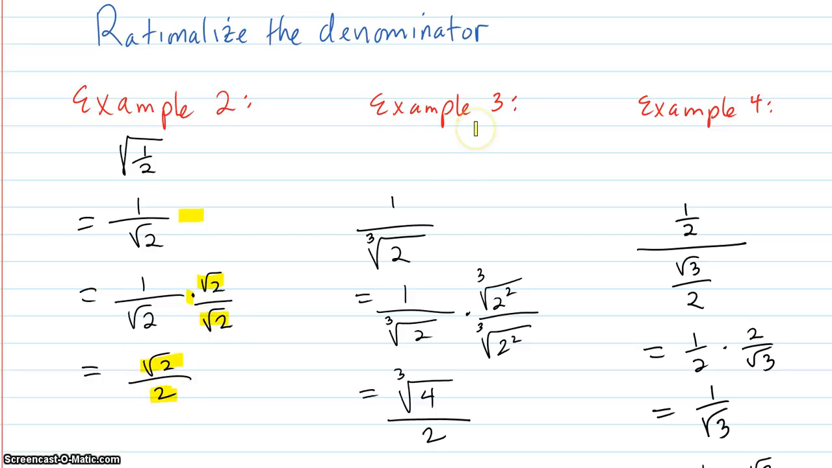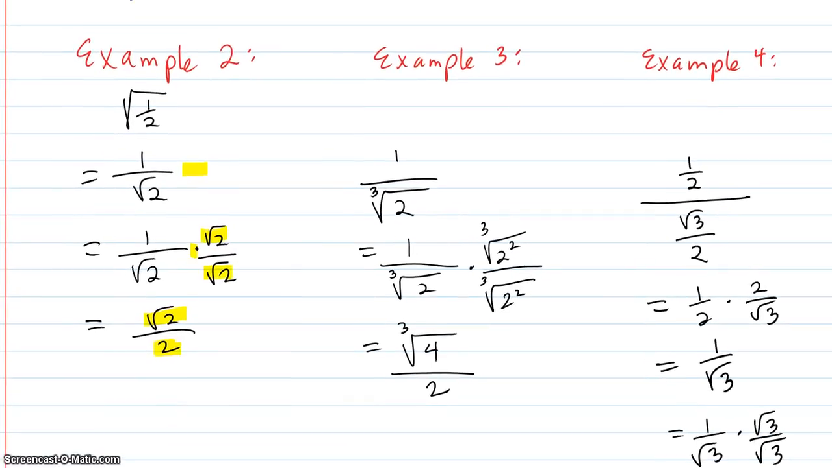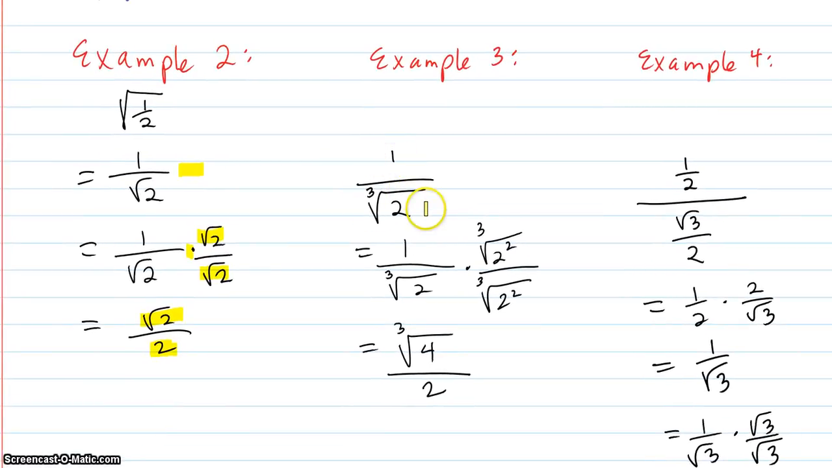Okay, example 3, we have here 1 over the cube root of 2. This time, it's not good enough to multiply by just the cube root of 2. That's not enough 2's to come out of the cube root. You need 2 more factors of 2. So you multiply by this version of 1, and that's the cube root of 4 up there. And down here, the cube root of 2 times the cube root of 2 squared is the cube root of 2 to the third. And the cube root of 2 to the third is 2.